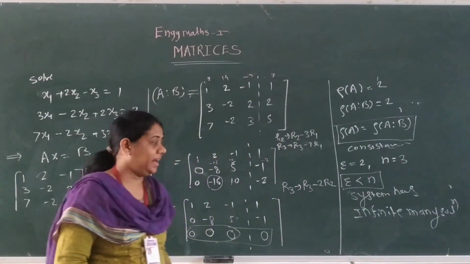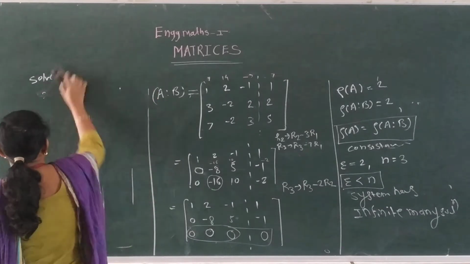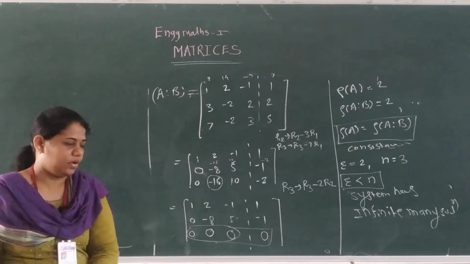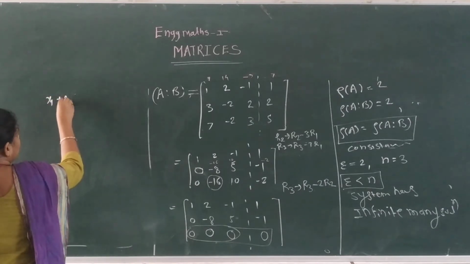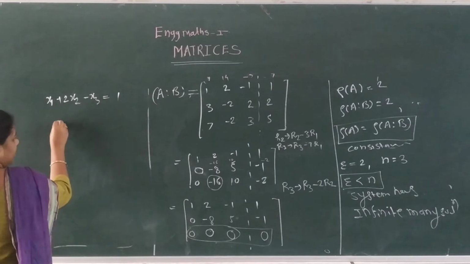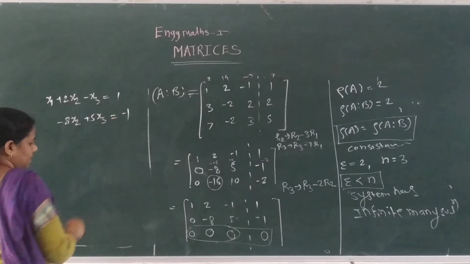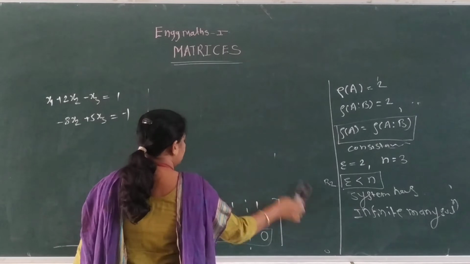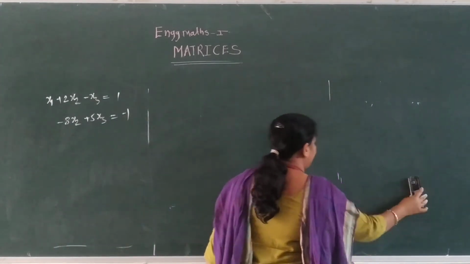So find the infinitely many solutions. Write the equations for this echelon form of the matrix. The first equation: x1 plus 2x2 minus x3 equals 1. And the second equation is minus 8x2 plus 5x3 equals minus 1. These are the two simultaneous equations. Solve these equations. For solving these equations, we get infinitely many solutions.